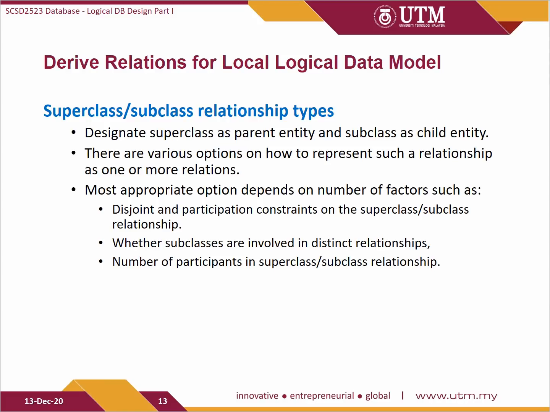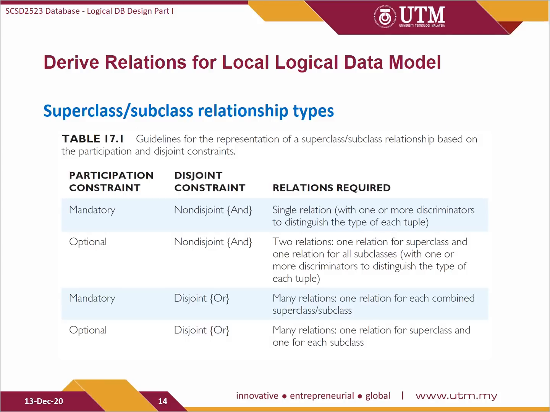Second, whether subclasses are involved in distinct relationships. And third, the number of participants in the superclass-subclass relationship. The table in this slide shows the guidelines for the representation of a superclass-subclass relationship based on the participation and disjoint constraints. As shown here, there are various ways to represent the superclass-subclass relationship as one or more relations.